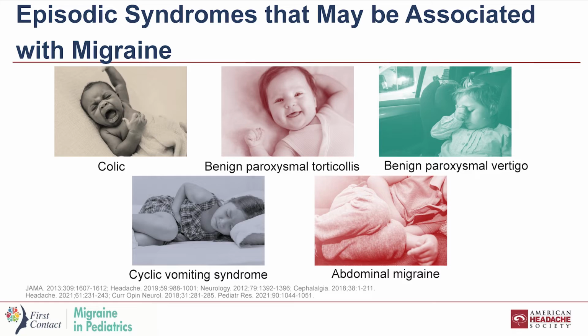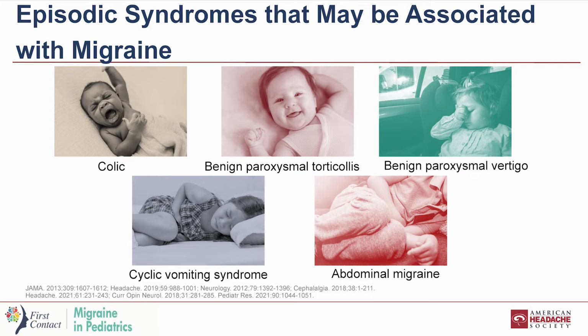Benign paroxysmal torticollis is a well-known episodic syndrome of young children, generally infants. These children develop a quick tilt of their head, which is often uncomfortable, and these attacks may be accompanied by autonomic features. They tend to resolve spontaneously within an hour or so.